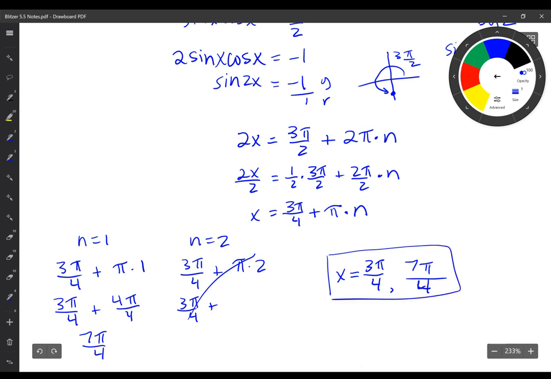So this is the end of our Blitzer 5.5 notes finally. This is the end of part 2. You should be able to finish up the homework now.